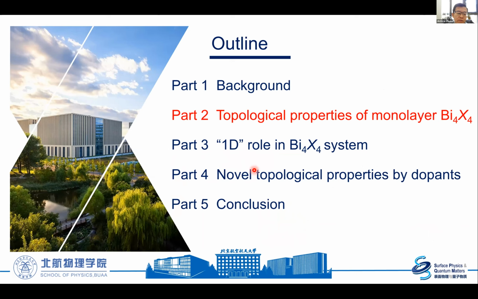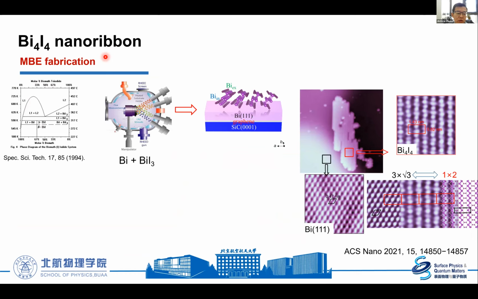Since the nanoribbon is the most promising material for potential application, we want to fabricate the nanoribbon directly. According to the phase diagram of Bismuth and Bismuth tri-iodide, the Bismuth iodide could be formed at a temperature below 590 Kelvin by the proper ratio of Bismuth and Bismuth iodide. So we use these two materials as a source to fabricate the Bismuth iodide nanoribbon by the molecular beam epitaxy method. And our large scale STM images show the nanoribbon is fabricated on top of the Bismuth 1-1 thin film.